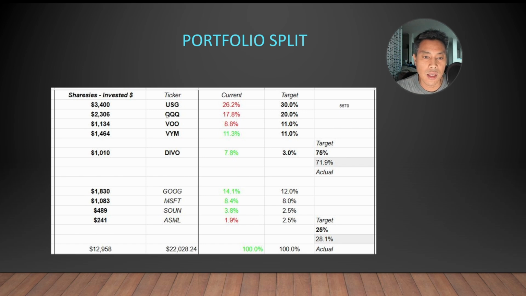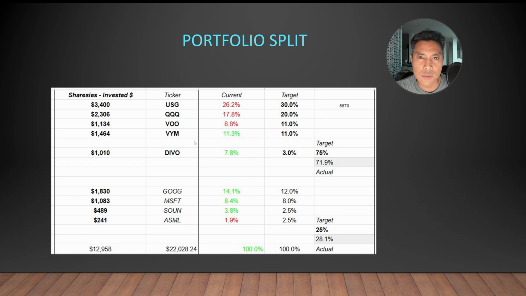The next one down is QQQ, then VOO, and then VYM. You can see the weightings on there, and that's quite significant, right, of what I've got in my Sharesies. Devo there is at 3%, and I've currently got it weighted in the portfolio at 7.8%, so that will be coming down, and I will be selling that off in the next couple of months. So it'll just give me these 4 main holdings.